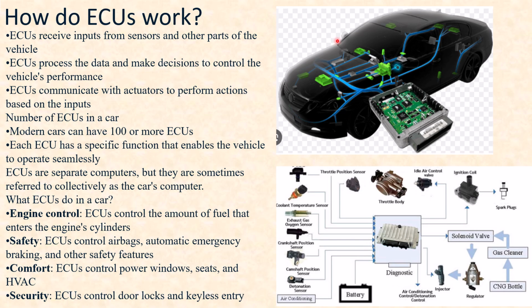Now, how do ECUs work? ECUs receive inputs from sensors and other parts of the vehicle. Sensors are the actual eyes and ears of the vehicle. So, like a human brain, which depends on the eyes and ears, ECU depends on the sensors for inputs, and it further processes the input data to make decisions to control the vehicle's performance. ECUs communicate with actuators to perform actions based on inputs. Number of ECUs in a car.